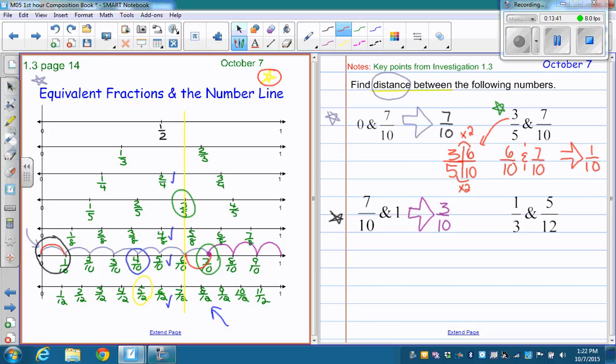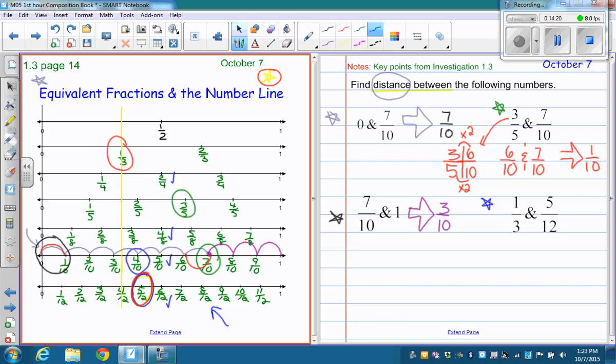The last problem is the same concept. It's a little bit bigger challenge. So we want to figure out the distance between 1/3 and 5/12. So 5/12 is right here. Let's change the color of that. 5/12 is here in red. And 1/3 is up here. So with the picture, I can also see that 1/3 is equal to 4/12.